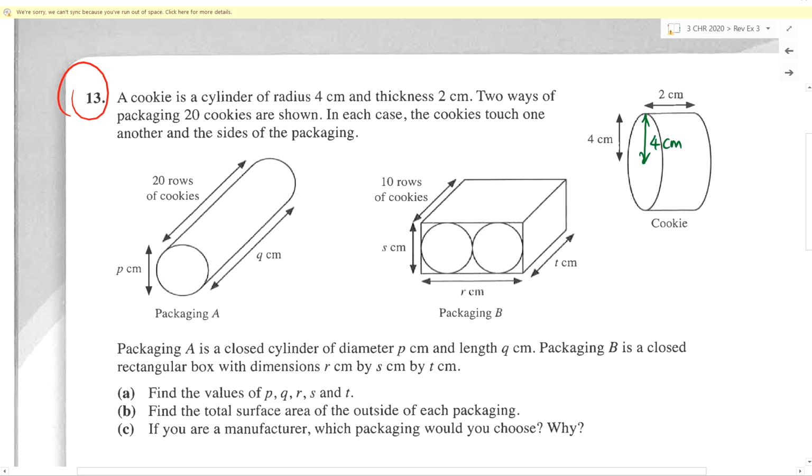There are two ways we can pack the 20 cookies. Either you roll them up like this, like your Oreos or your digestive biscuits. You roll them up. Very little space wasted. Or we can put them in a box like this. Now in this box, we've got all these gaps over here. They are filled with air. Okay, so there is some wasted space over here.